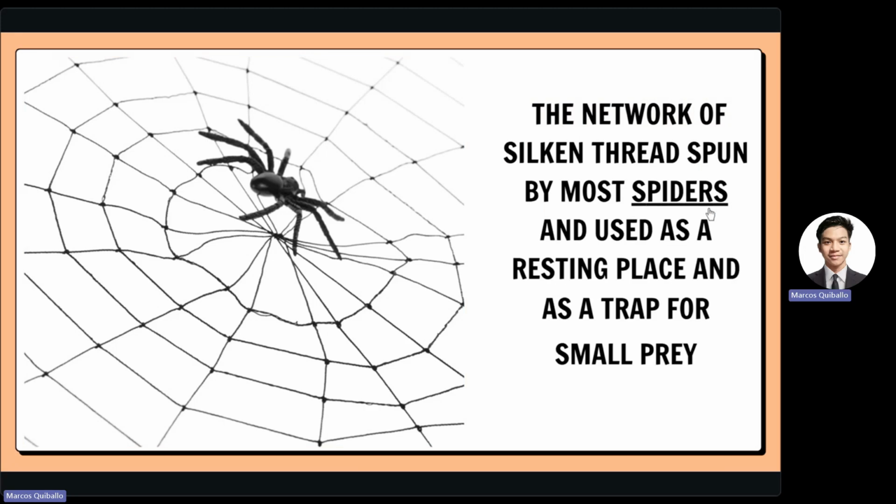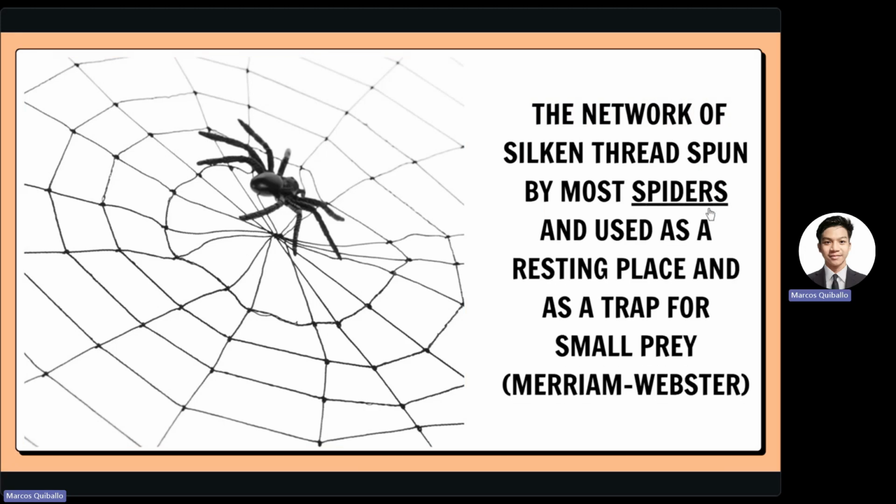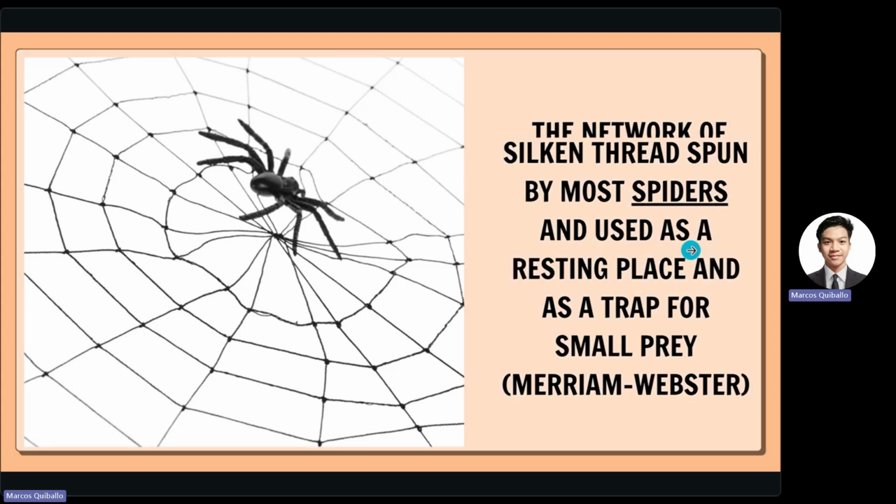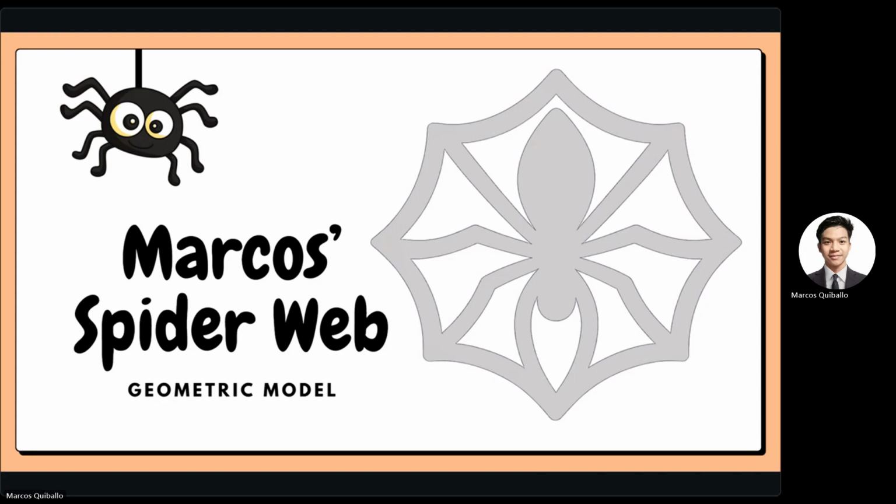Before we discuss my geometric model, let us first define what a spiderweb is. According to Merriam-Webster, it is a network of silken threads spun by most spiders, and it is used as a resting place and as a trap for small prey. That is what a spiderweb means. Now, I name my geometric model Markov spider web.